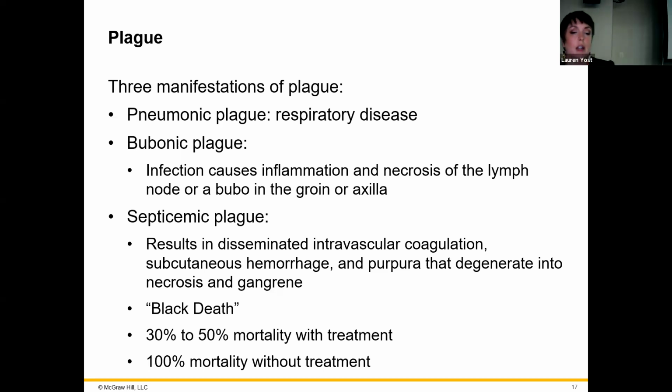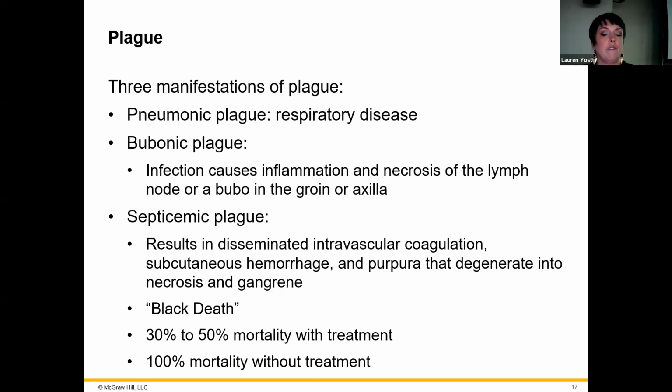So what happens here is that we have disseminated coagulation, subcutaneous hemorrhage, and purpura. And what happens is the tissue damage and death of the tissue that the bacteria can start feeding off of, the necrosis, and that just contributes to more of the necrosis. And so we see development of black extremities and things like that. So people will get black fingers or black toes, especially in those fragile capillary areas in the extremities.